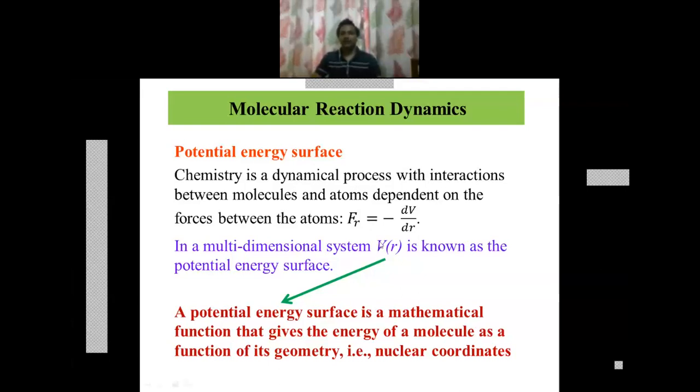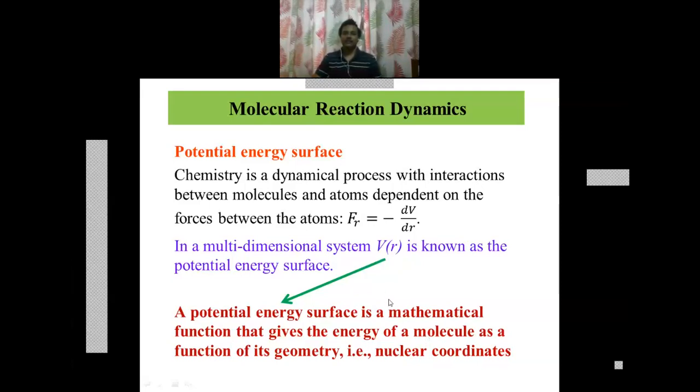So if we go for a multi-dimensional potential, then it is called the potential energy surface, right? That is behaving like a surface, not a curve. It's a mathematical function which gives the energy of a molecule, whatever molecule you take, as a function of its geometry or the internuclear coordinates. That gives you the idea.